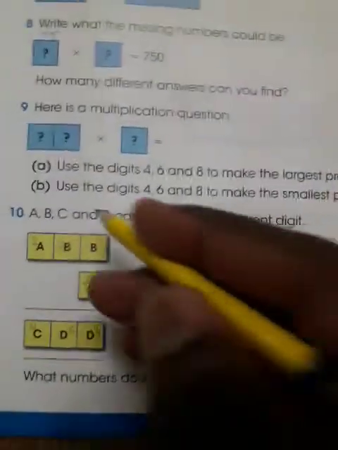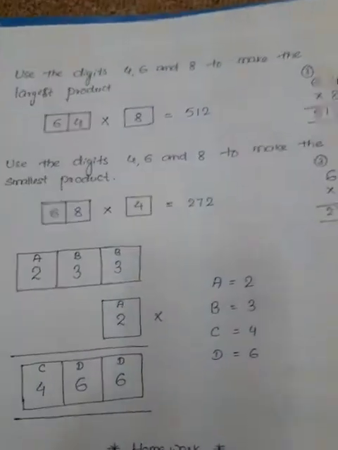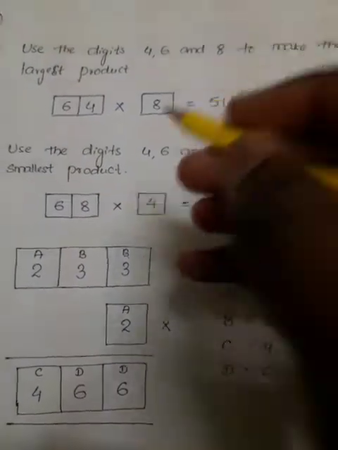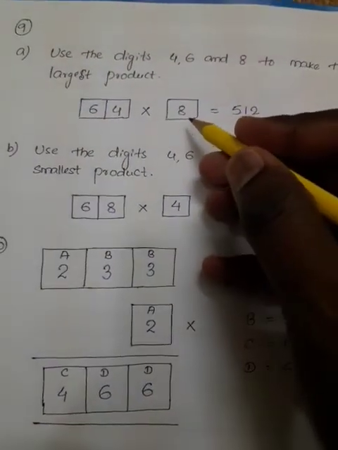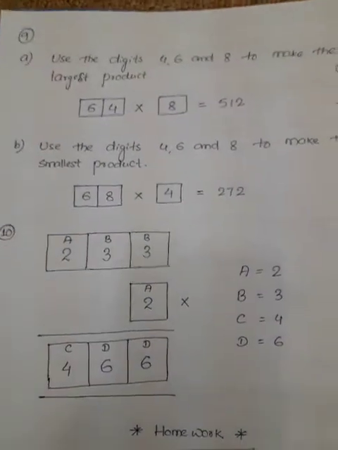Okay. Now the next one is what? Use the digits 4, 6, 8 to make the largest product. So for the largest product, simply remember: in 4, 6, 8, which is the bigger table? 8. So we multiply the table by 8. That means the big table is 8, so I write 8. Then the remaining 4, 6. So 46 and 64. Which is the big number? 64. So I take 64 here.